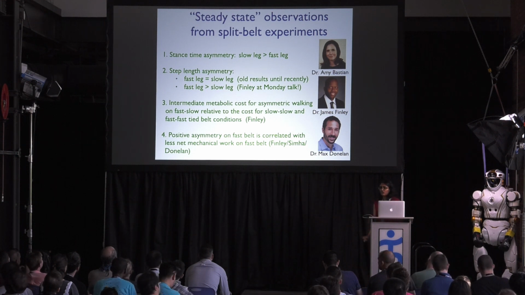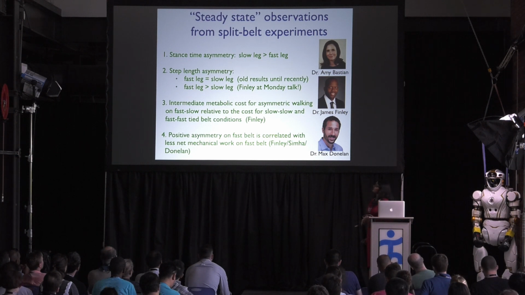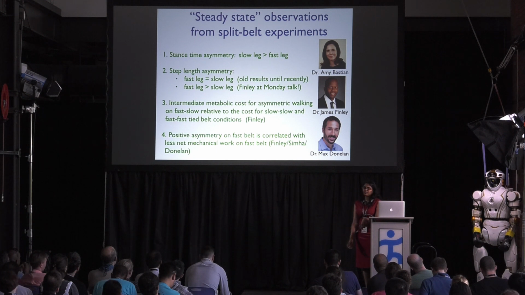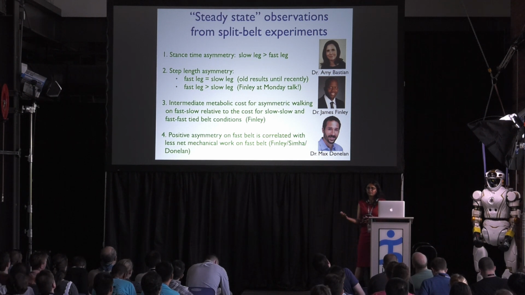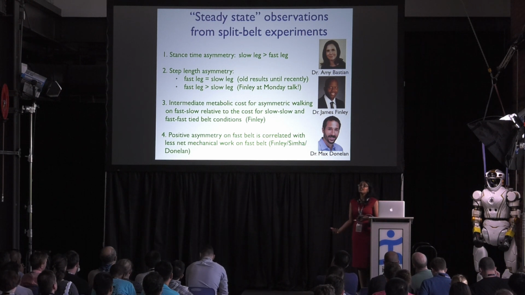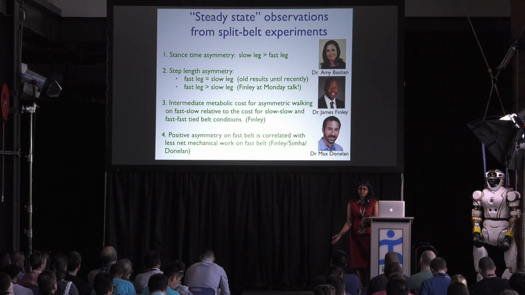We've already heard one talk this week on this topic by Dr. James Finley. Specifically, what we want to predict are the observations that have been made by people like Dr. James Finley, Amy Bastian, Max Donnellan. For instance, the fact that when put on a split belt, people spend more time on their slow leg and less time on their fast leg. That's the stance time prediction. Then we would want to predict that people take longer steps on the fast belt and shorter steps on the slow belt.